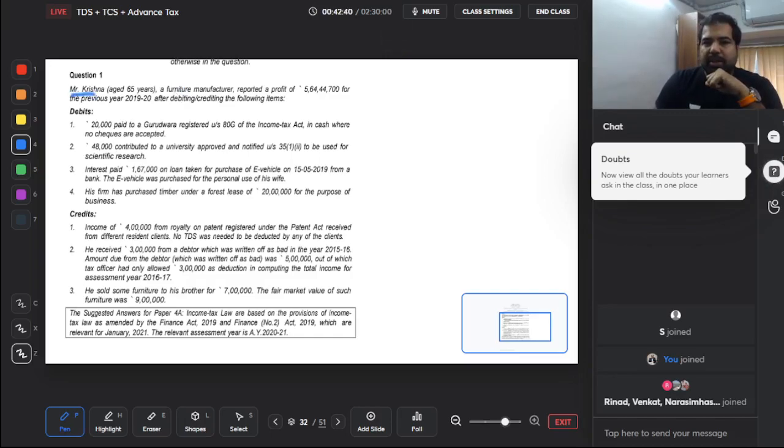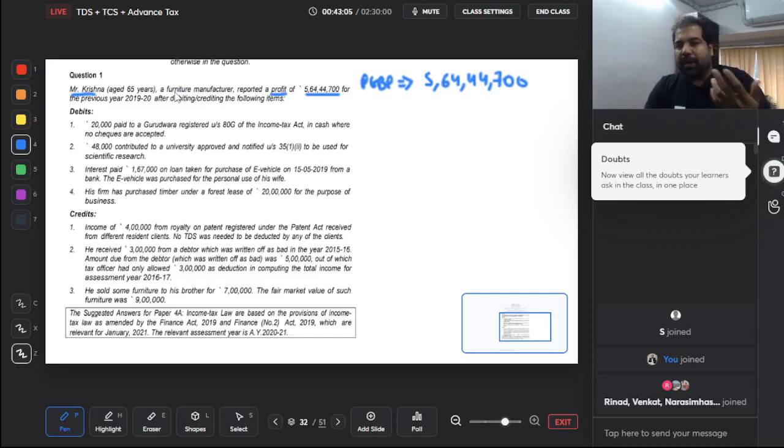Guys, generally in this case, always make the 5 rooms, whichever room you can see. The first thing I can see is profit, so I can see a PGBP room. So I'll open it. I don't have to calculate PGBP, they've already done it. 5 crore 64 lakh 44,700. I just need to make adjustments as and when I read. But when I come to some particular income, then I will have to make those rooms also, like IFOS, capital gain, salaries.